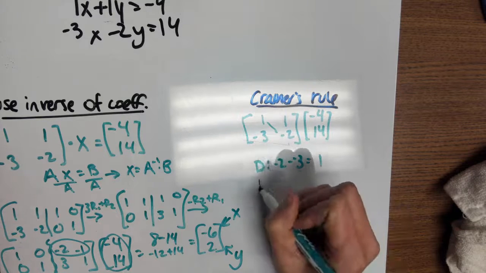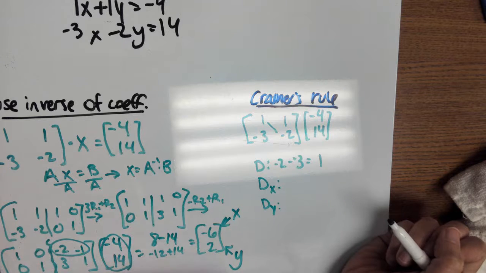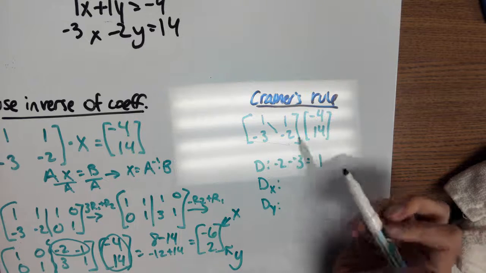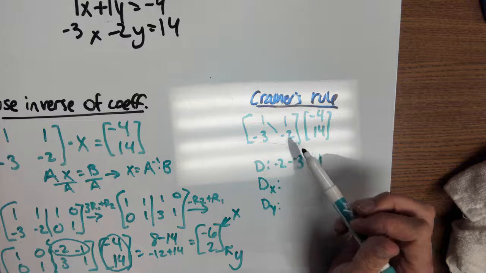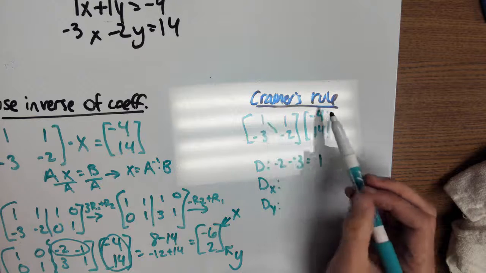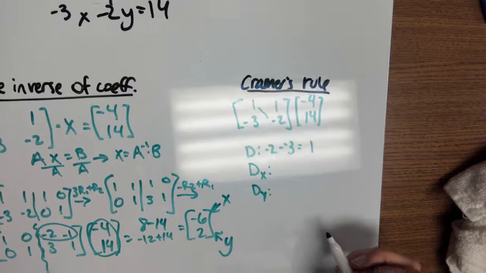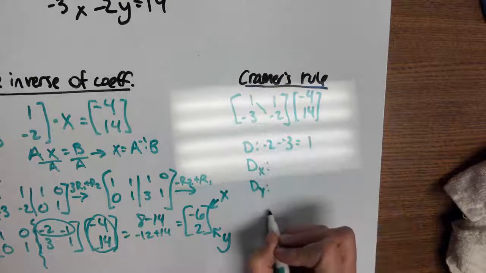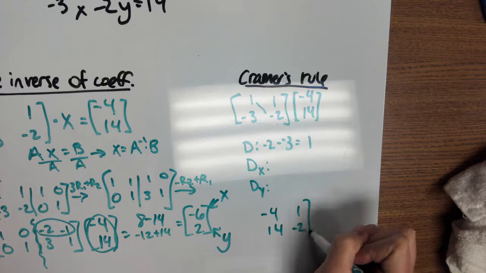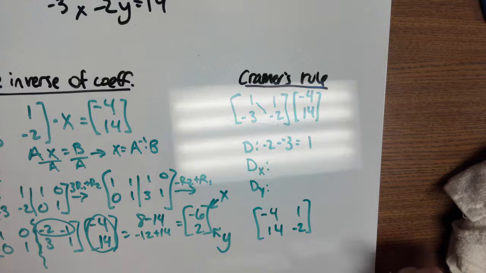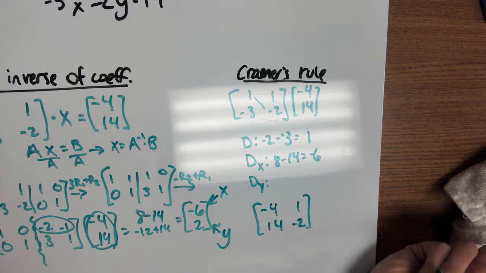There are two more steps. We're going to find the determinant in terms of x and the determinant in terms of y. I list this out every single time before I start the problem. In order to find the determinant in terms of x, we're going to replace the x values with my solutions. Instead of writing 1 and -3, I'm going to write -4 and 14. My y values will stay the same. We're now going to find the determinant again. So it's quick. 8 minus 14, we get -6.